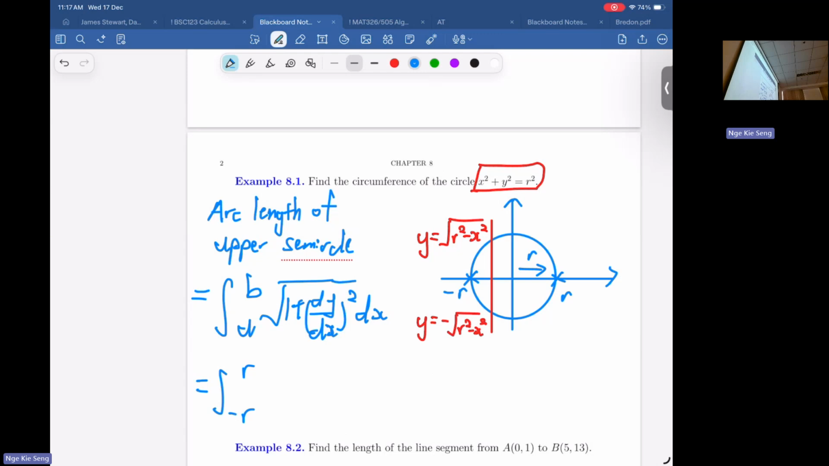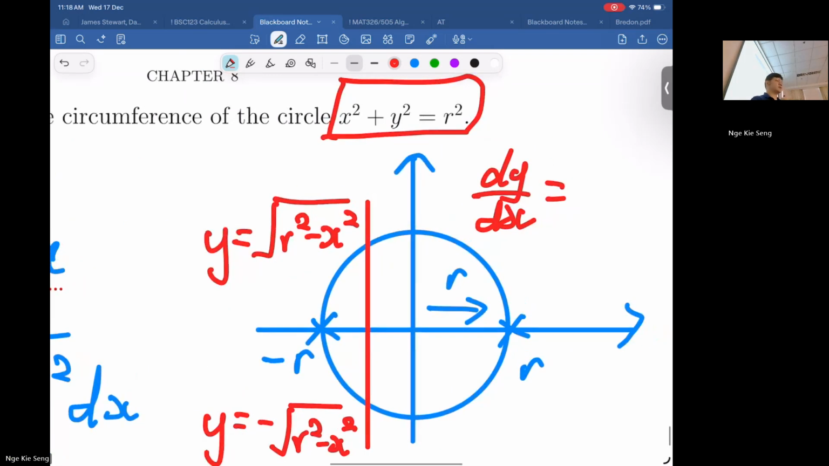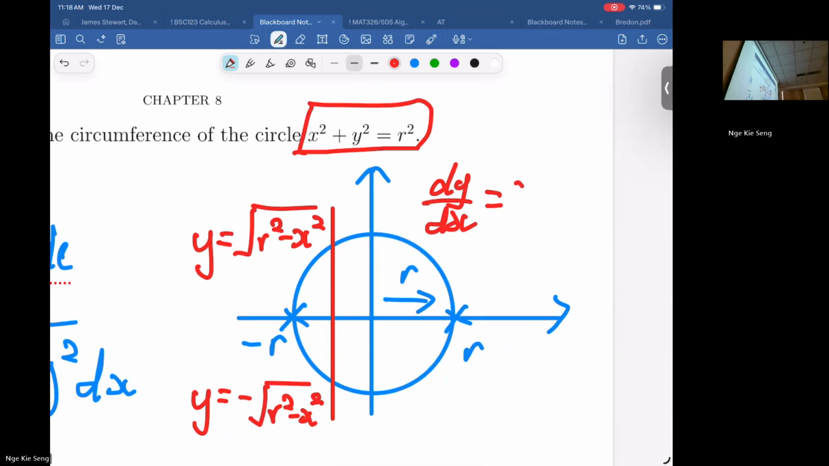And then what's our dy/dx? Can you quickly differentiate this? You need to use the chain rule because there's a square root, and in fact there's a linear change inside. Can someone tell me how to differentiate this? How do we apply the chain rule? You let w equal r squared minus x squared. Then dy/dx is dy/dw times dw/dx, where w is r squared minus x squared.